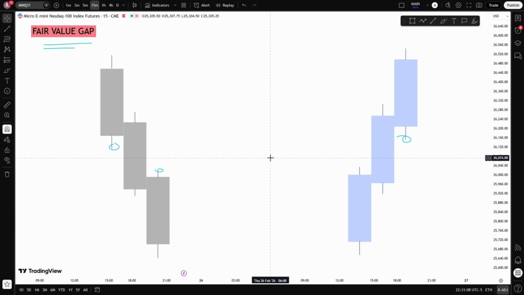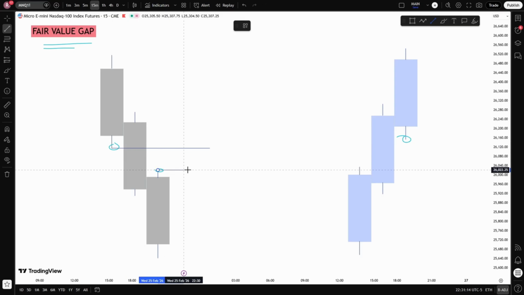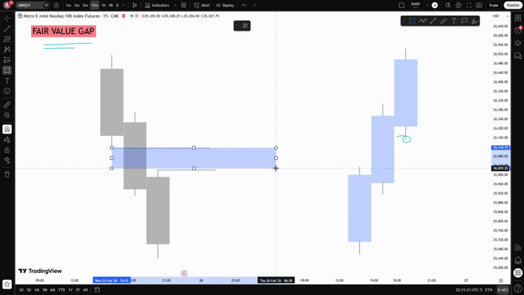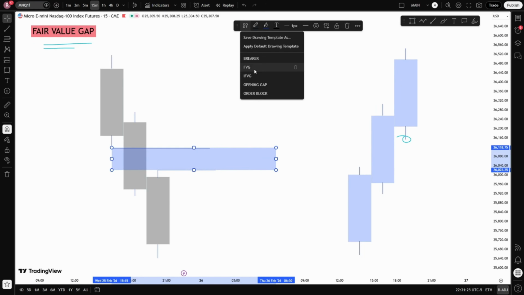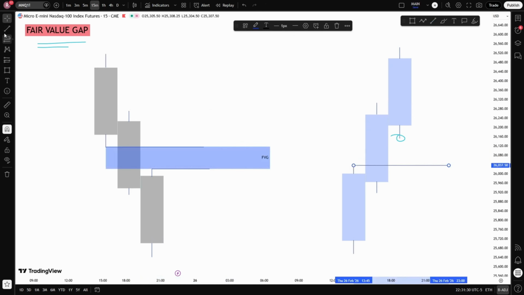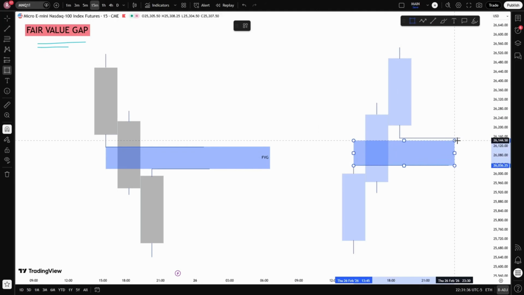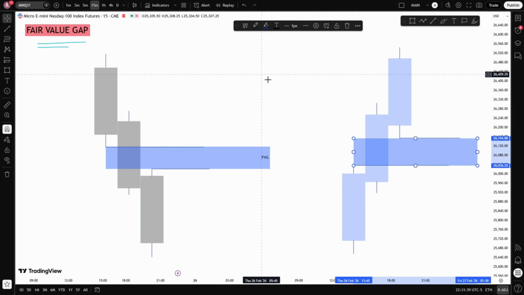Imagine we take the low of the first candle and extend it forward. Then we take the high of the third candle and extend it backward. If those two levels do not overlap, there is a gap between them. That space in between is the fair value gap. In a bullish example, the first candle's high does not overlap with the third candle's low. That means price moved so aggressively in one direction that it left an imbalance between those candles. That imbalance is what we call the fair value gap.